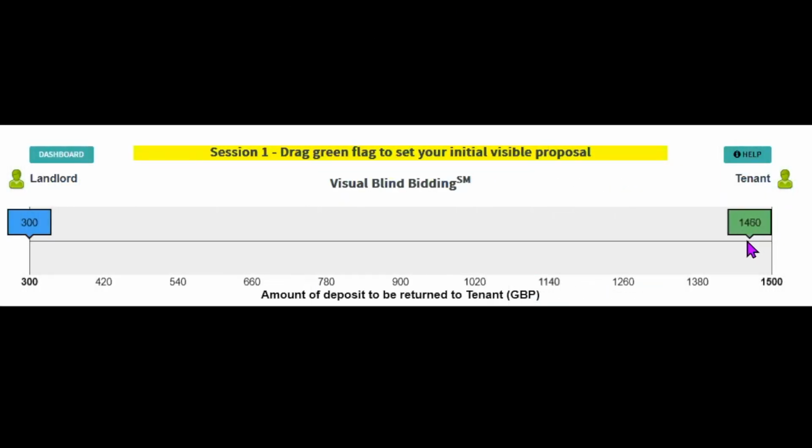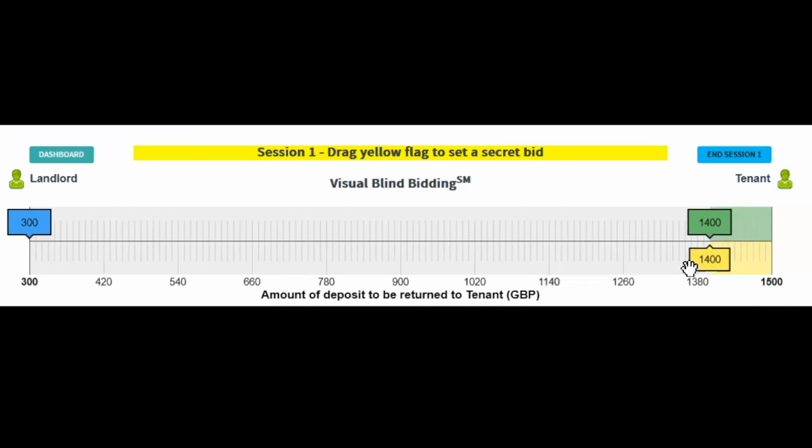To start session 1, tenant makes an opening proposal that is visible to landlord. Parties have been advised to start with proposals that are somewhat optimistic. This helps to avoid face-saving problems and getting stuck early with no room to move. Tenant also places a secret bid, which cannot be seen by landlord.